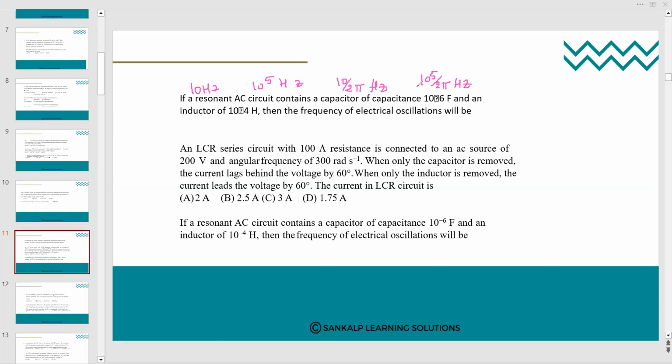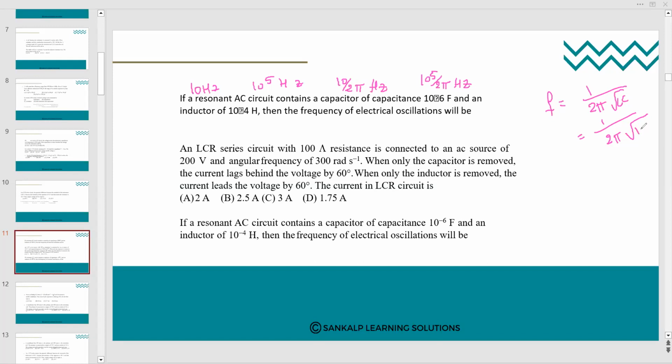So if a resonant AC circuit contains a capacitor of capacitance 10 raised to minus 6 farad and an inductor of 10 raised to minus 4 Henry, the frequency of the electrical oscillations. Here, the frequency of the oscillations is given by f is equal to 1 divided by 2 pi root of L into C.